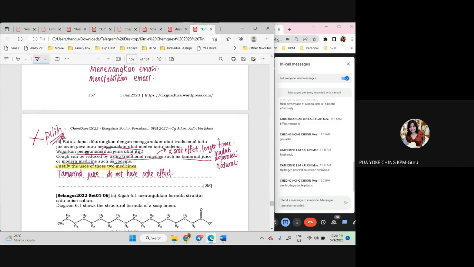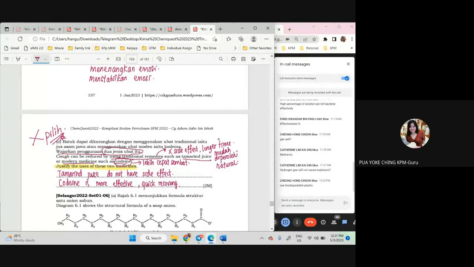Tiada bahan kimia. Kalau codeine, dia perlukan masa, dia akan lebih cepat sembuh lah kan? So, you need to write both lebih cepat sembuh. So, atas tadi I kata, tamarind juice do not have side effect. So, the next one I said, codeine is more effective. Lebih berkesan lah sebab dia lebih cepat. Tetapi, ataupun quick recovery, lebih cepat sembuh.